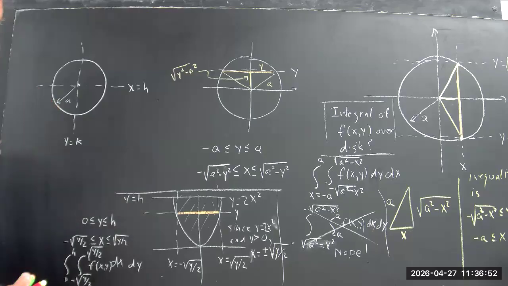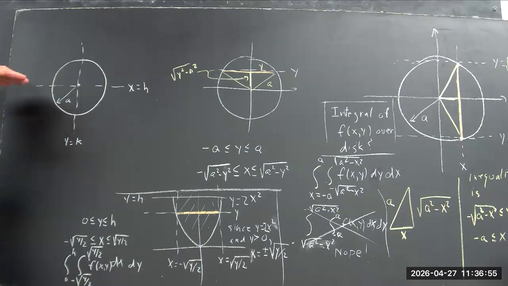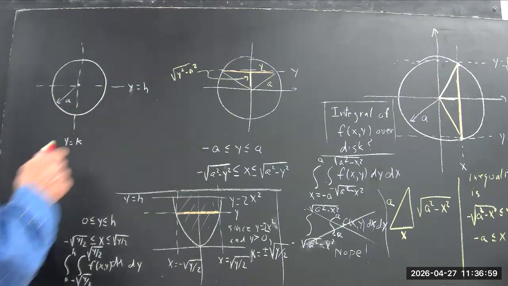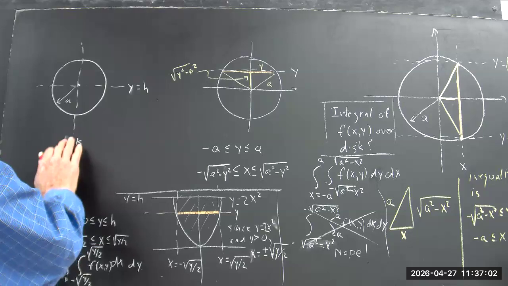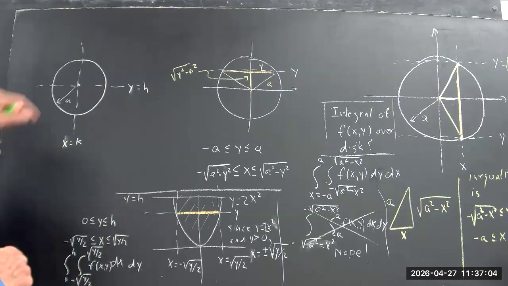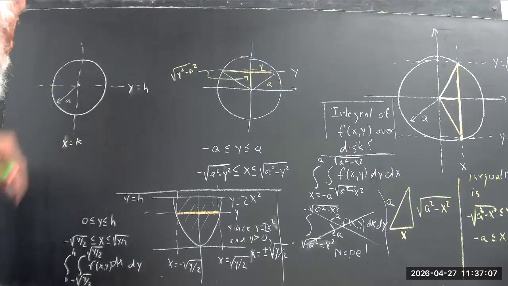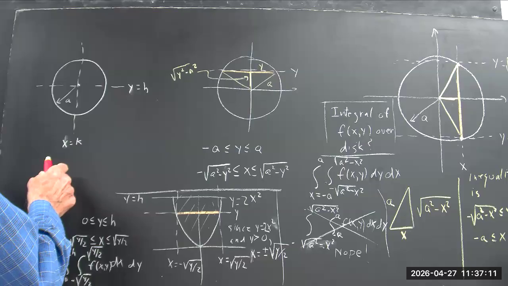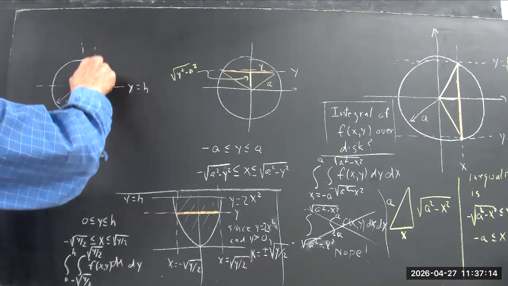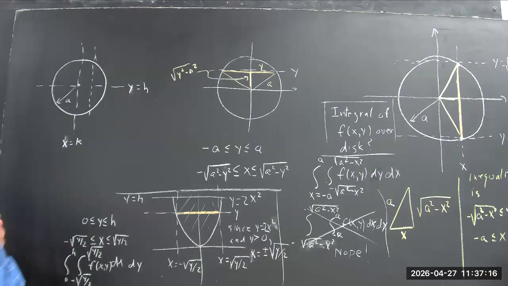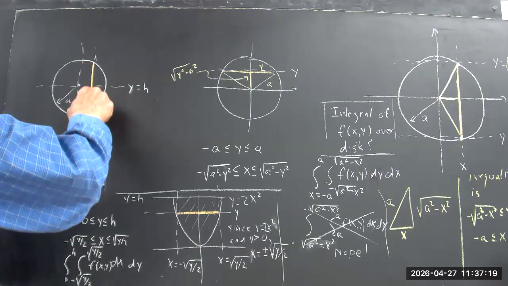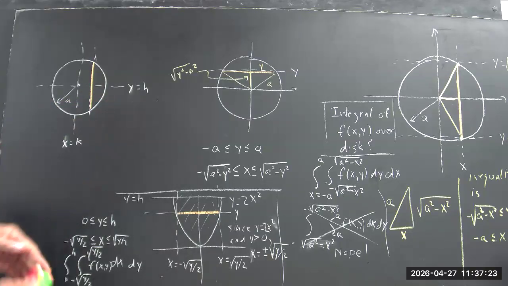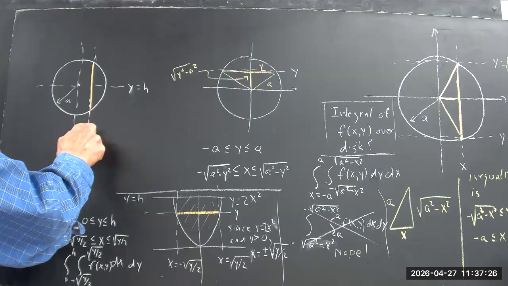We have a circle of radius a. Center point is at y equals h and x equals k. That is, this is the point (h, k). Now, if I draw a vertical line through here, what are the limits on the values of y? This vertical line has coordinate x.